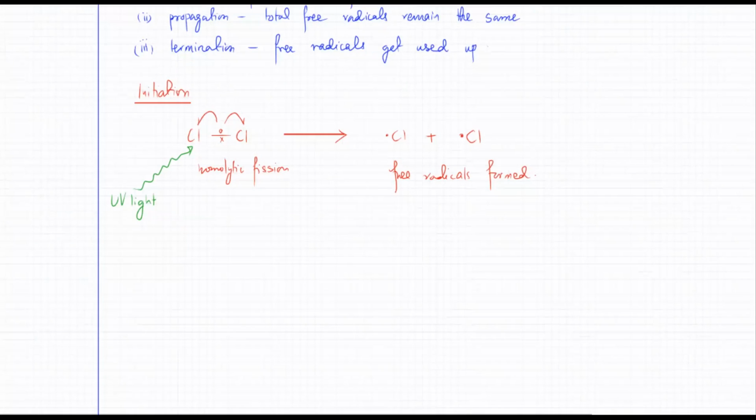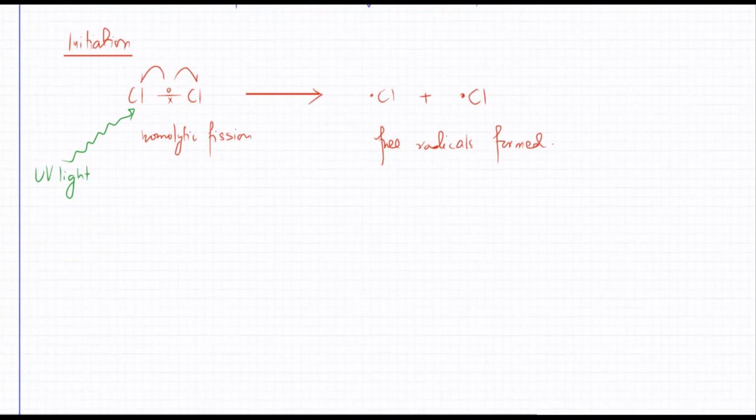That's the first step, free radicals are formed. These free radicals are very reactive because their bonds are incomplete. Remember, chlorine is also very electronegative, so it wants to gain electrons from somewhere. It's going to try and pull electrons from other atoms, which is why it's going to be very reactive. So we're going to move towards the propagation step. In the propagation step, the total number of free radicals remains the same.